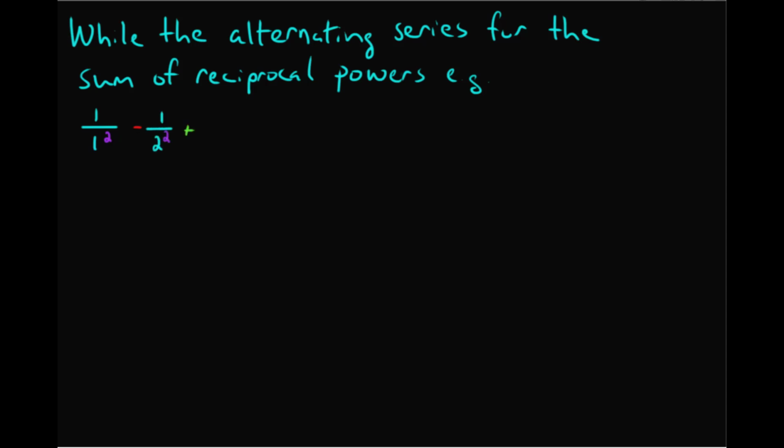So if we take eta of 2, for example, which equals 1 over 1 squared minus 1 over 2 squared plus 1 over 3 squared minus 1 over 4 squared plus dot dot dot, we computed this value to equal pi squared over 12. That's what the series actually converges to.